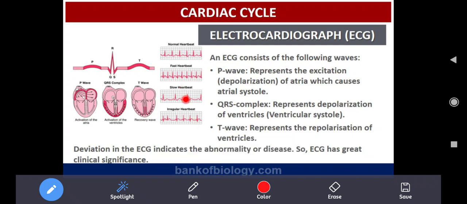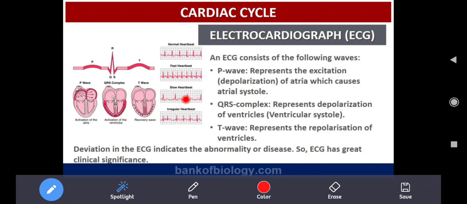Now look at this. Deviation in ECG: any deviation in the electrocardiograph indicates an abnormality or disease. So ECG has great clinical significance. Sometimes when a cardiac arrest or mild heart attack comes, the professionals immediately suggest the patient undergo an electrocardiograph. During ECG, they find out whether any abnormalities are seen in these waves.